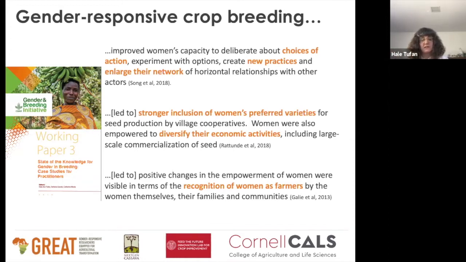But again, the flip side is that the act of inclusion, that women were now engaged in seed production, meant they could diversify their economic activities. And the last is from barley in Syria, from Alessandra Gali, looking at just, again, the simple inclusion of women in participatory breeding activities led them to be recognized as farmers. And this is a systematic problem that women's labor and inputs into agriculture production are not recognized or remain invisible. So these are all very positive potential life outcomes just by simple inclusion and participation of women in breeding activities.